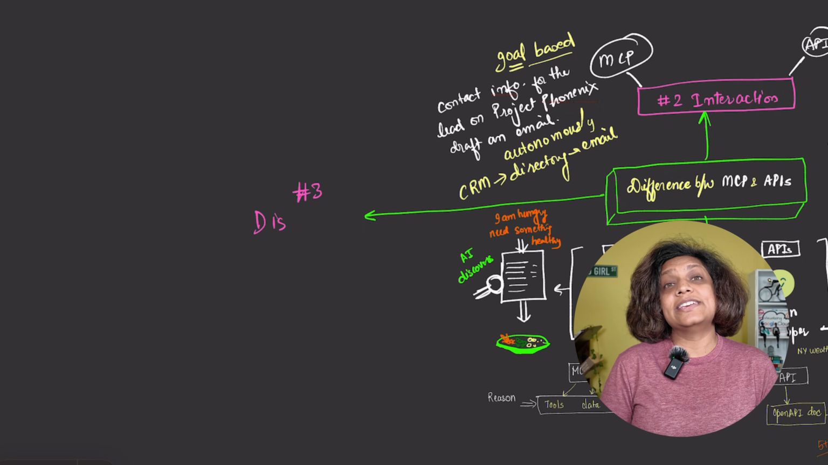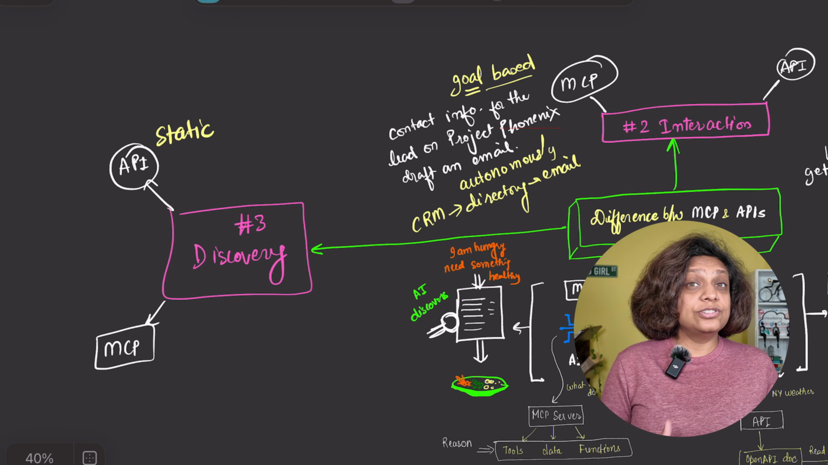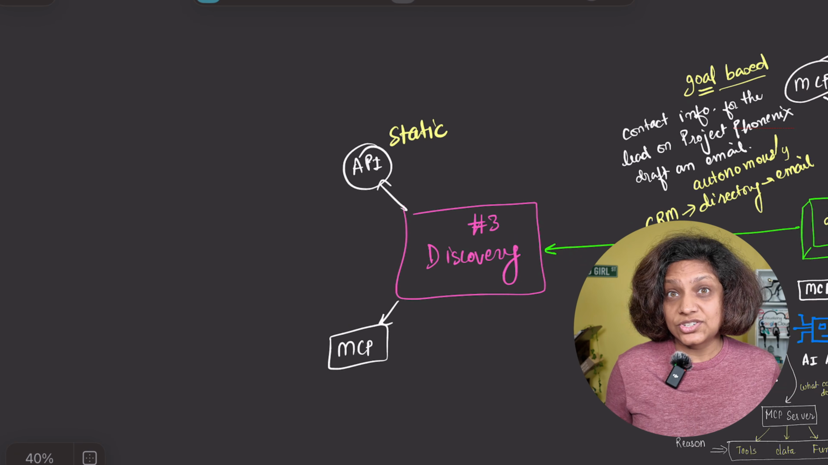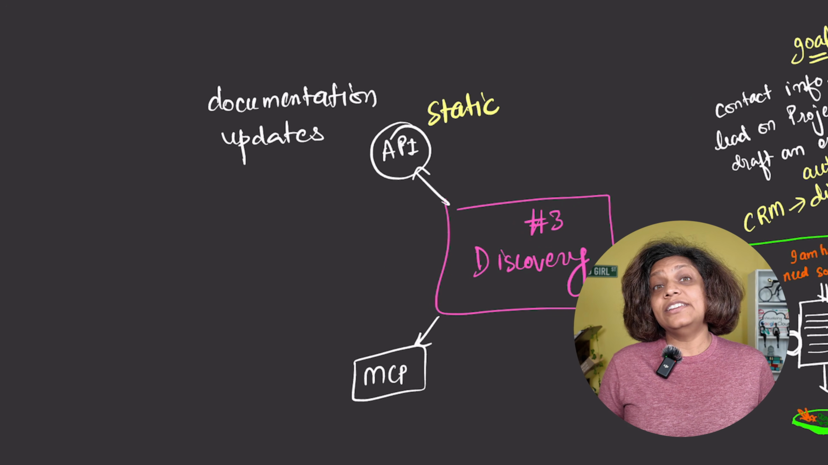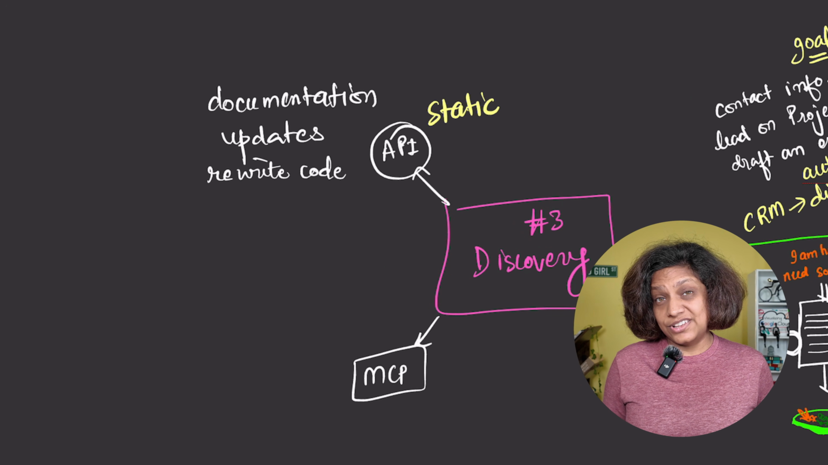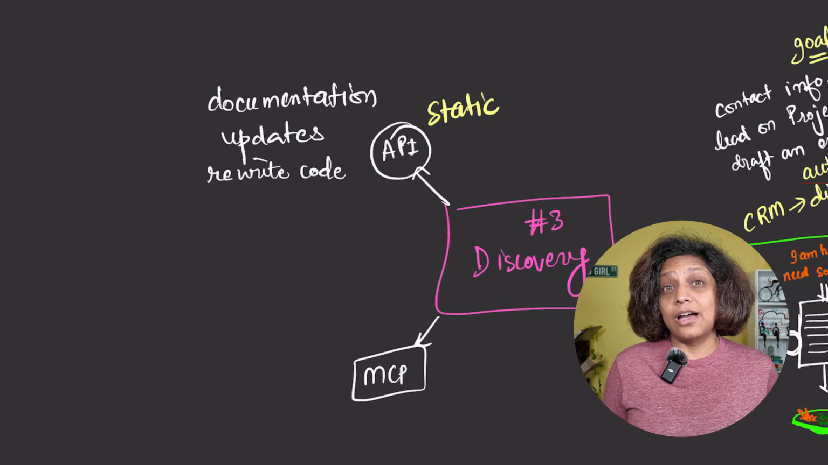Now, difference 3 is discovery. With APIs, discovery is static. To use an API, you need documentation. If the API changes, the docs must be updated, and you might need to rewrite your code as well. This process is static and external to the API itself.